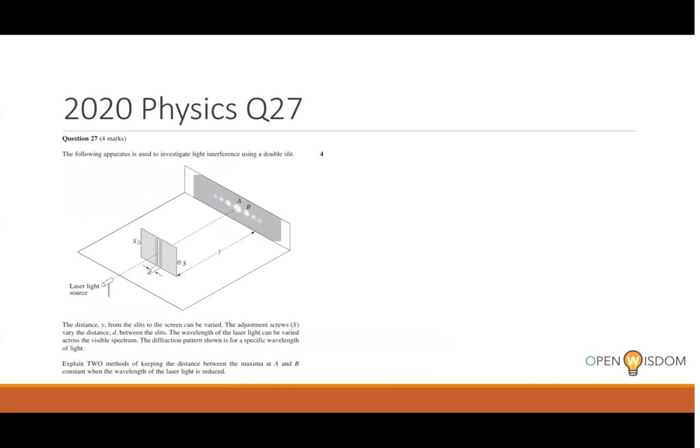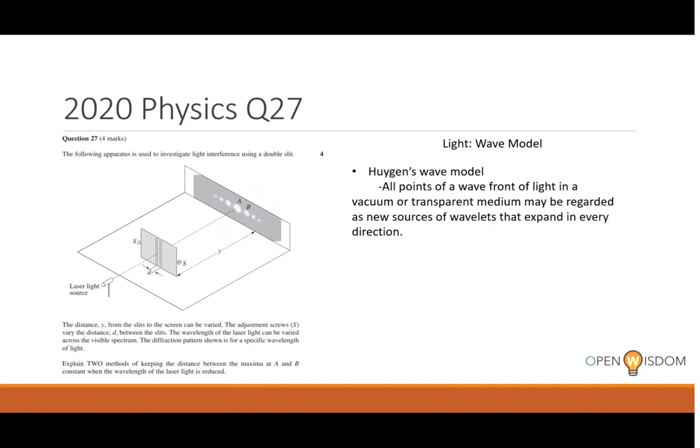Now, we already know that this question is targeting Module 7, the nature of light, but more specifically, this question is talking about the wave model. And in Module 7, we learned about Huygens' wave model, where he said, all points of a wavefront of light in a vacuum or transparent medium may be regarded as new sources of wavelets that expand in every direction.